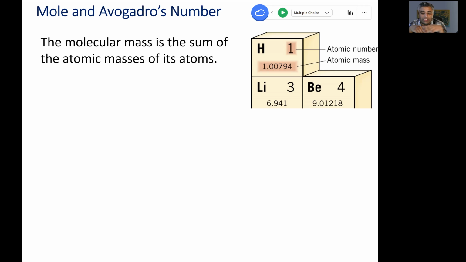So this mole and Avogadro's number, you are probably familiar with these numbers if you have already taken general chemistry. And the remainder of this chapter is going to look very similar to that. So let me try to explain what those are, and hopefully you can relate those to what you have learned in chemistry and not get confused.